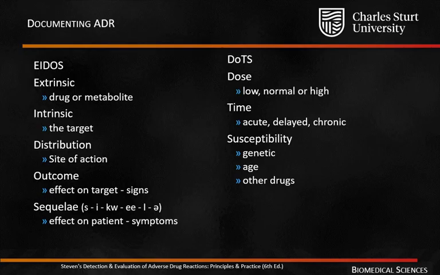The DOT side of things is, at what dose did this occur? Was it a low dose? Was it a therapeutic dose? Or was it a high dose? How does time factor into this? Is it acute? Is it delayed? Or is it a chronic exposure to the drug that leads to the adverse drug reaction? Susceptibility: is there anything that makes a patient more likely to get this adverse drug reaction than not? So is there a genetic factor? Is it age? Was it a drug interaction that led to this? Now, sometimes you're not going to have all this information, but ideally, once you get all this information, it makes it much easier to predict and prevent future adverse drug reactions.